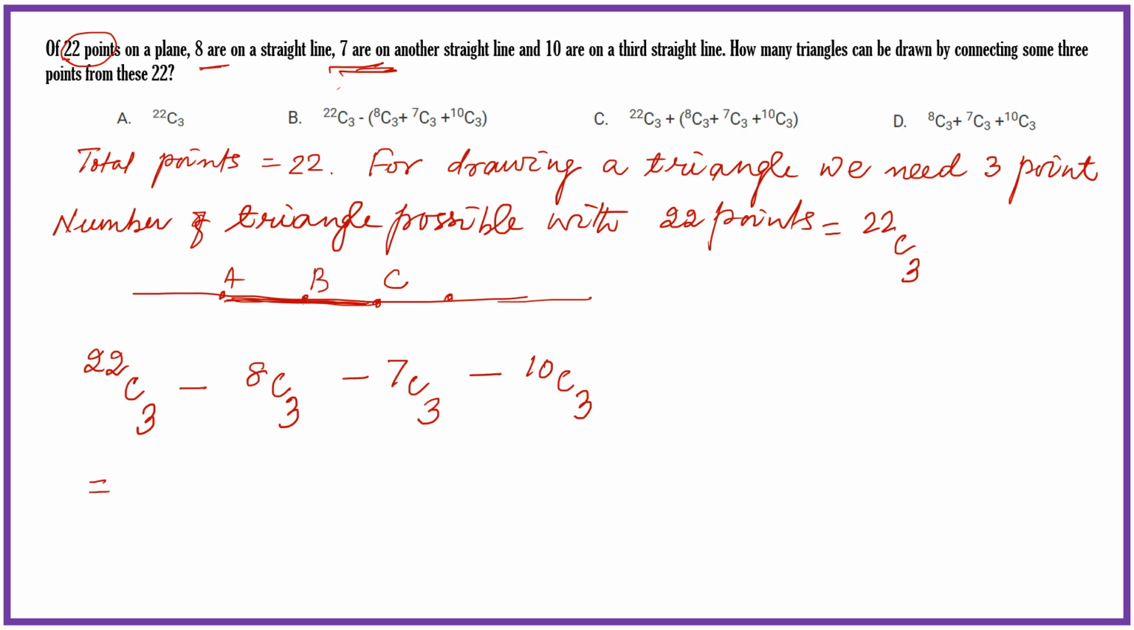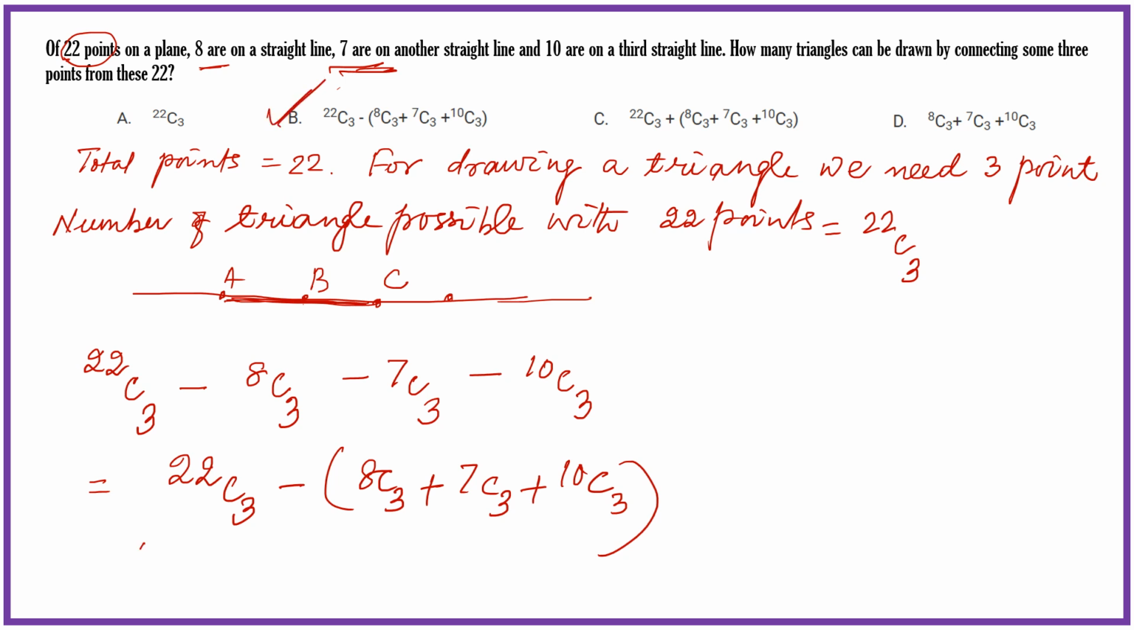So here the question is better because no need of calculation. Only you can write in the answer. This will be minus 8 combination 3 plus 7 combination 3 plus 10 combination 3. So you can check which one is the answer. So B is answer here. So answer is B.